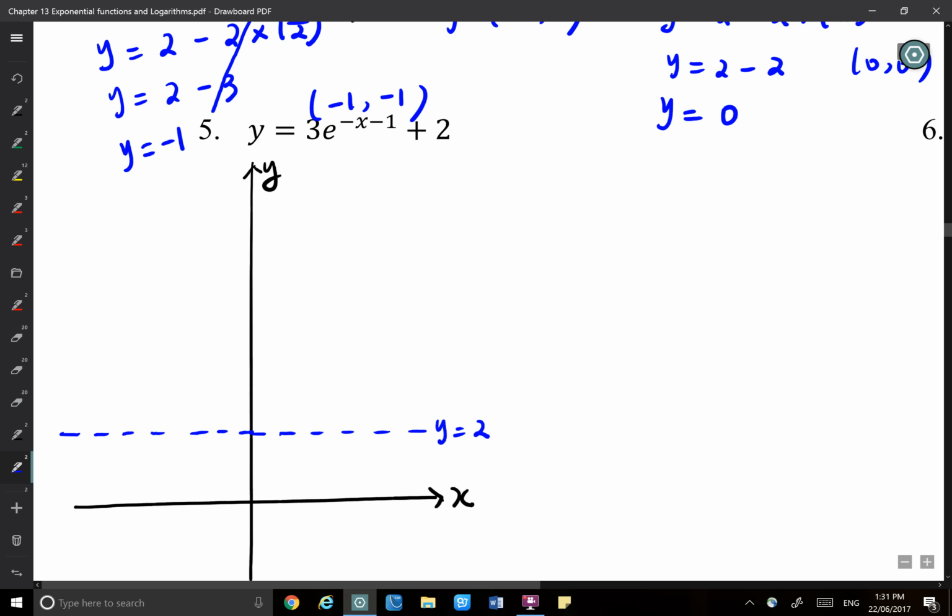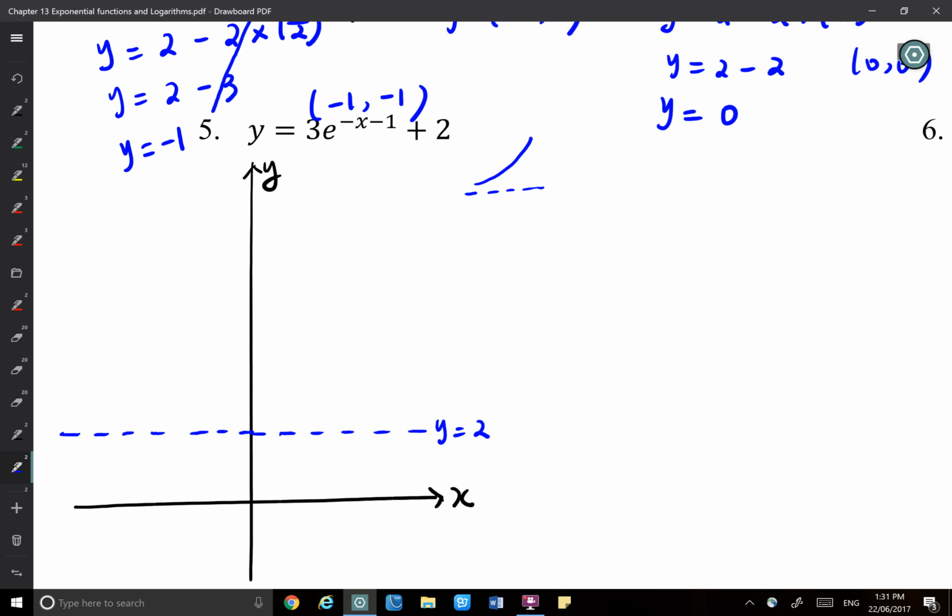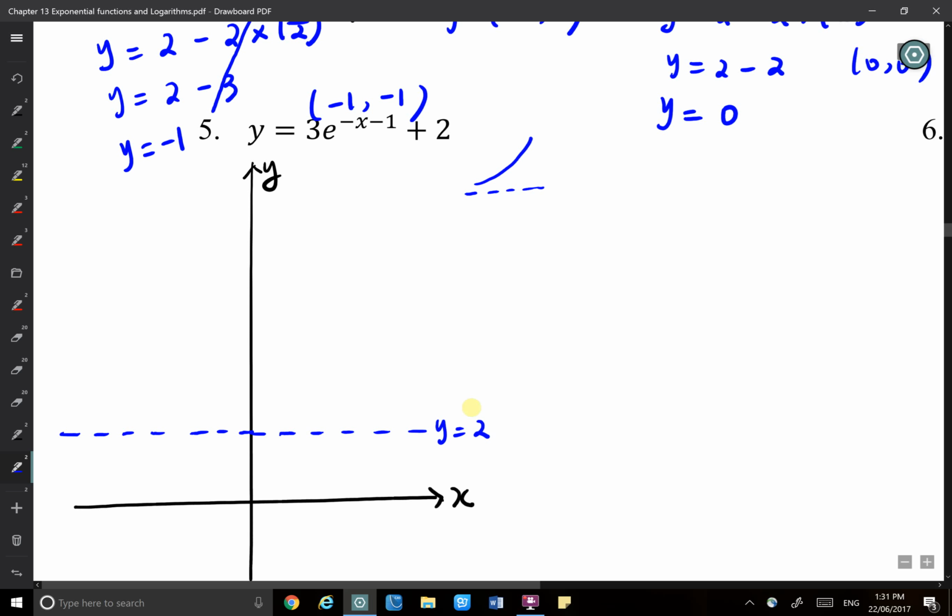And then we'll have, okay, the base shape. Let's see the base. The base is e, so the base shape will be an increasing graph. And then you have the negative. Okay, 3 is positive, it's alright. And the negative x minus 1. Okay, negative x. I'm just interested in the negative. The negative is a reflection in the y-axis. Therefore, the graph will be this. So again, same shape as before, like that.